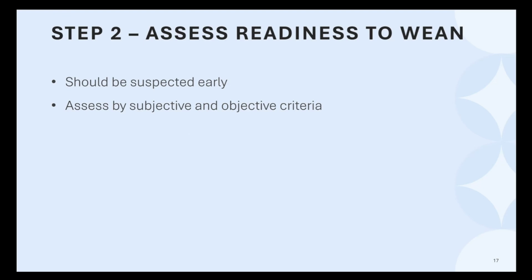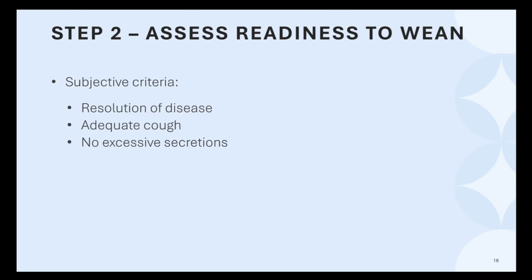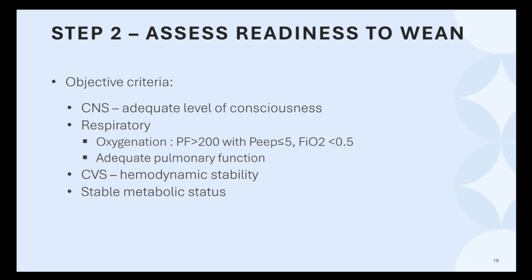There are subjective and objective criteria for whether the patient is ready or not. The subjective ones would be your assessment of whether the disease is resolved already, whether the patient has an adequate cough, and whether they have excessive secretions. Those are subjective measures, right? You have no actual parameters or objective way to measure that. Then the objective criteria would be their level of consciousness, by RASS score and GCS assessment. For the respiratory part, the PF ratio, generally we say if the PF ratio is more than 200 and they're on a PEEP of less than 5 or FiO2 less than 0.5, you think that they are ready.